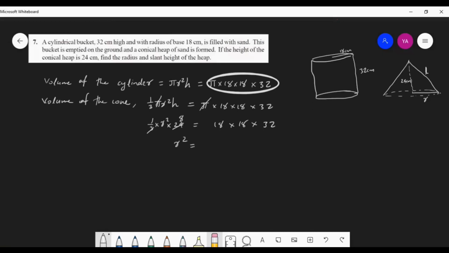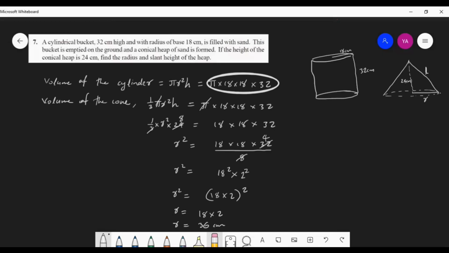So r square is equal to 18 into 18 into 32 divided by 8. So 8 and 32 can be cancelled. In 32, how many 8s? 4 8s, right? Okay. So in the next step, r square is equal to 18 into 18, I write 18 square, and this 4, I think better we can write as 2 square. 2 square is 4, right? So in the next step, r square is equal to 18 square into 2 square. The square can be taken outside the bracket, so 18 into 2 all square will come. So r square is equal to 18 into 2 all square. That means r should be equal to 18 into 2, right? That is r is equal to 36 centimeter.